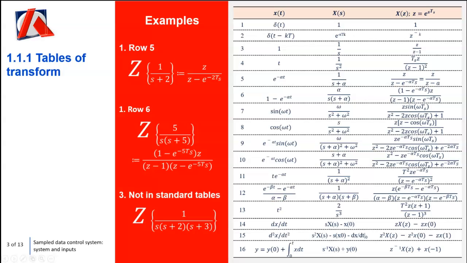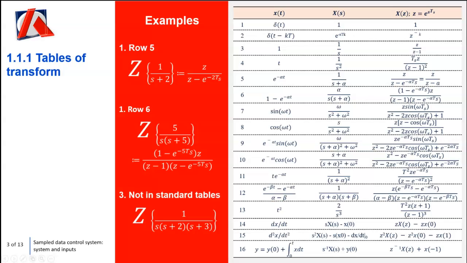So here you can see the Z transform of 1 over S plus 2 becomes Z over Z minus e to the power of minus alpha Ts, where in this case alpha is 2. Row 6, you can see a similar idea. In this case, row 6, the continuous transfer function here has alpha equal to 5, and you can see the transformation into the Z domain, where this alpha is 5.